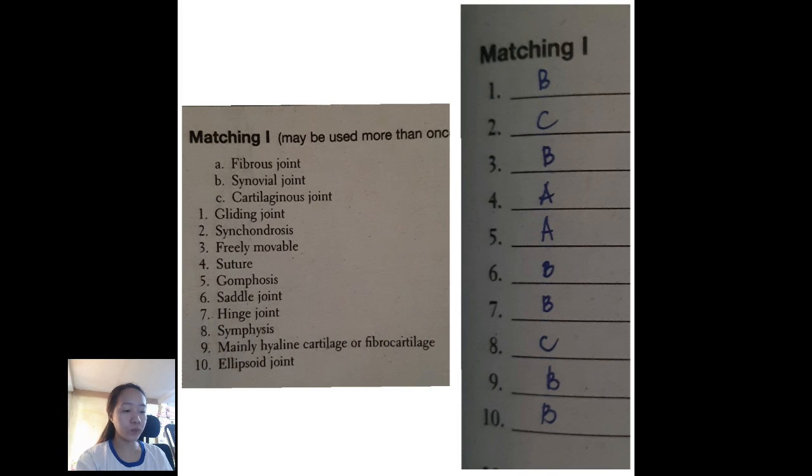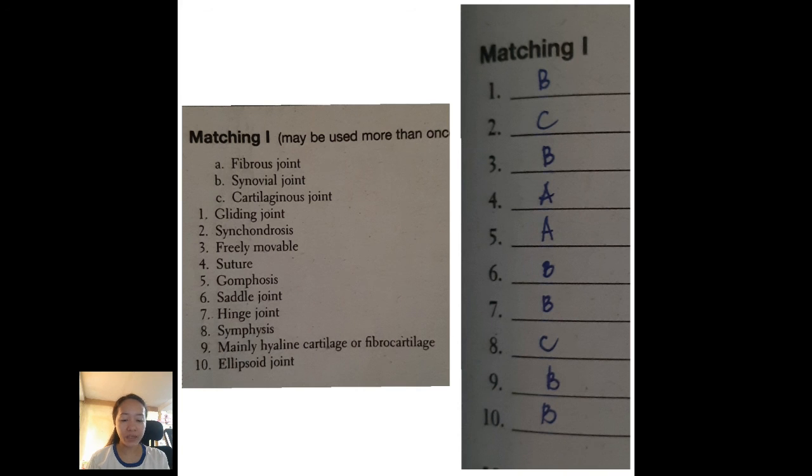Let us try to identify these different joints according to their classifications, whether fibrous, synovial, or cartilaginous. Number 1 is a gliding joint. It is a synovial joint. Next is synchondrosis. It is a cartilaginous joint. Next is freely movable, a synovial joint. The next one is suture. It is a fibrous joint. The next one is gomphosis. It is also a fibrous joint.